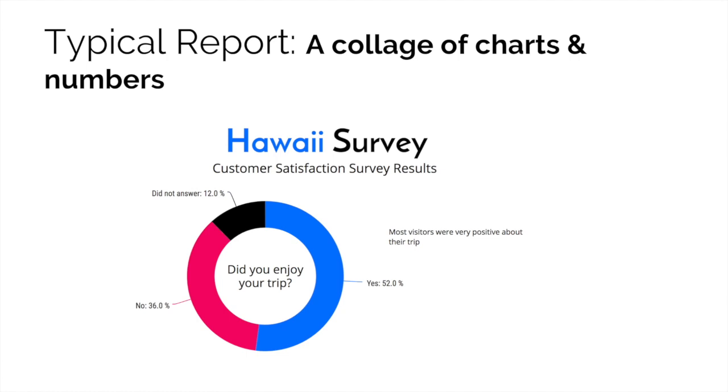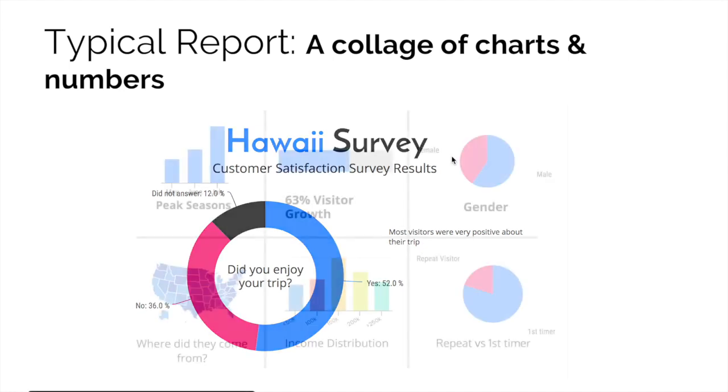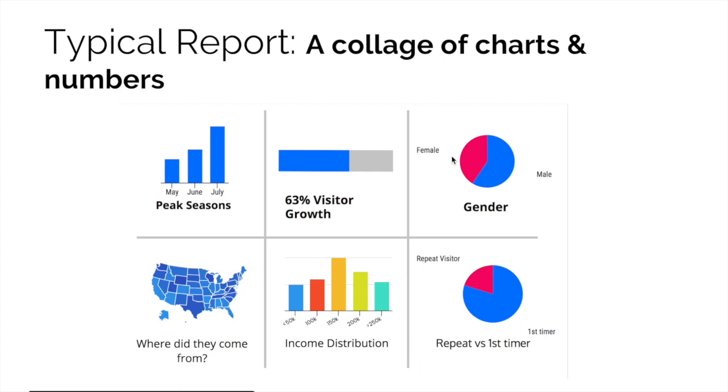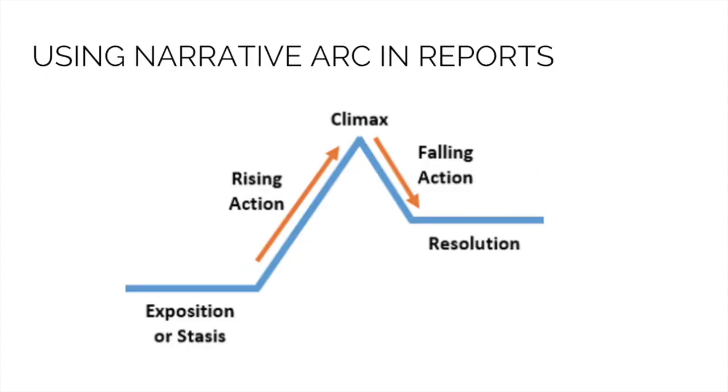The typical report, or a survey report, or any report, is essentially a collage of charts and numbers. You are just regurgitating all the numbers in a chart and displaying it to your audience. So this is a typical example. You have one chart per question or one chart per data point, and you just have this collage of charts.